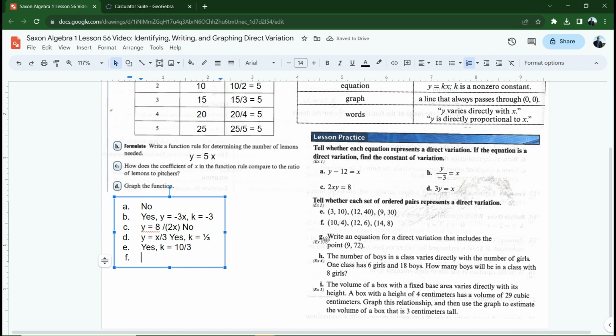Let's look at this one. 4 divided by 10 is 2/5. 6 divided by 12 is 1/2. I can already say with the second point, because those are not the same ratios, no, this is not direct variation.